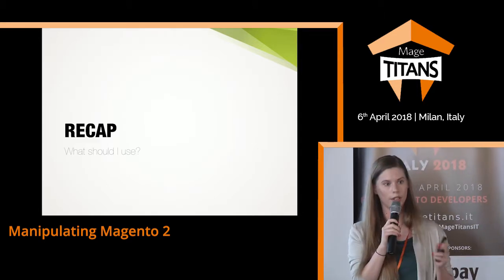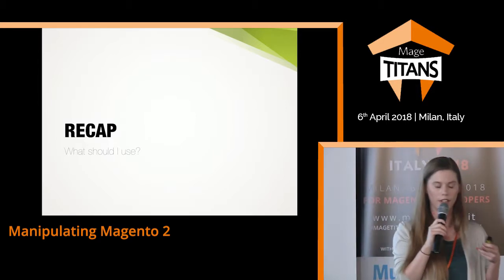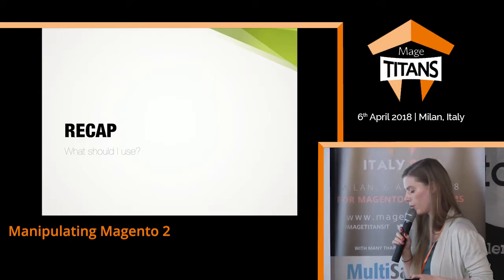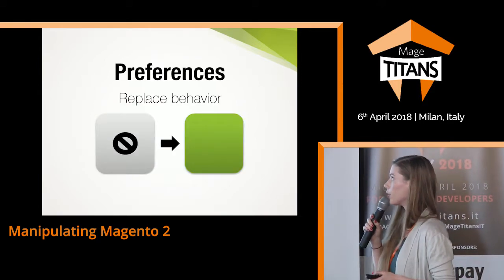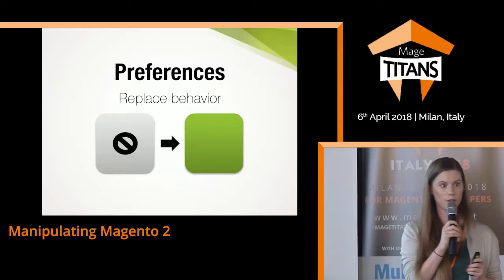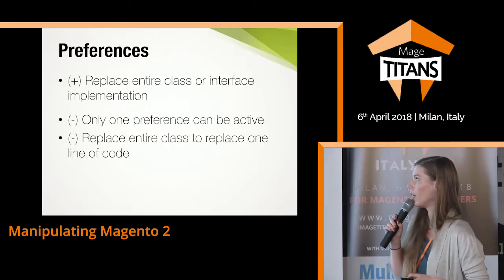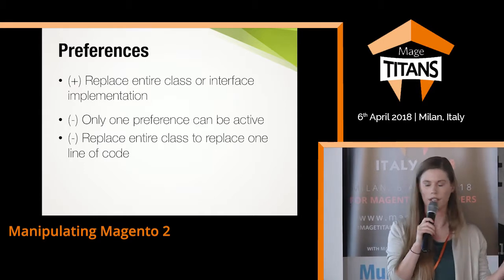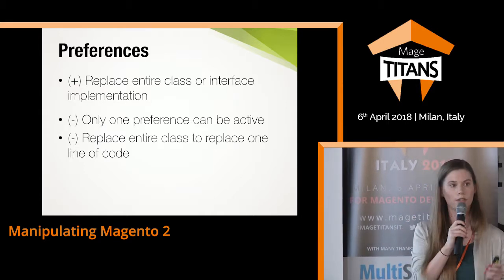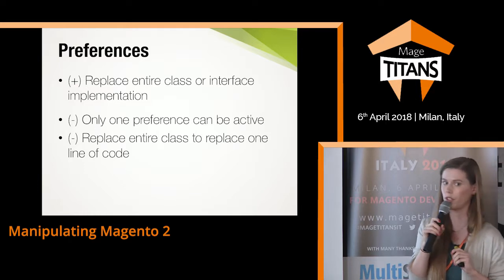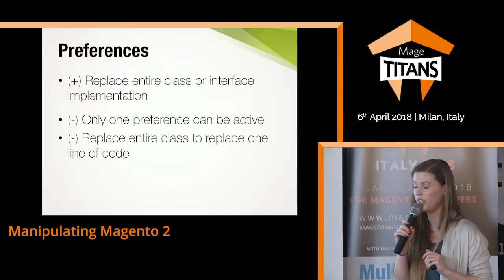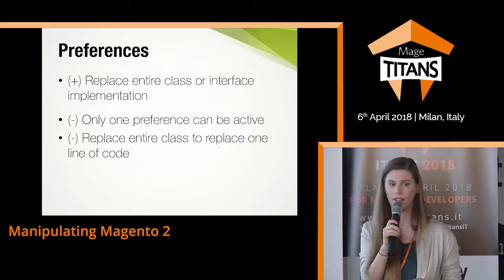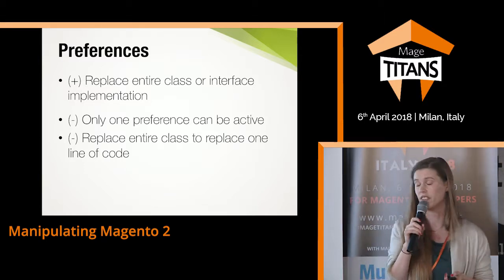Okay, little recap. We saw some theory. We want to start getting into the practice. But before that, let's just quickly summarize what we just talked about. First of all, preferences. Preferences can be used to replace behavior. Advantages are that you can replace behavior of an entire class. Disadvantages, one preference can be active in your entire installation, and you actually have to replace the entire behavior. So even if you just want to change one little line of code, you still need to replace everything.